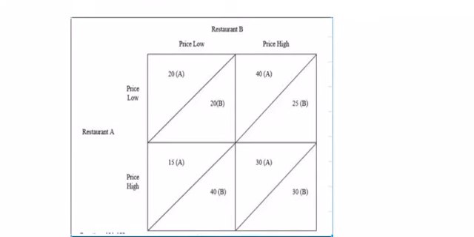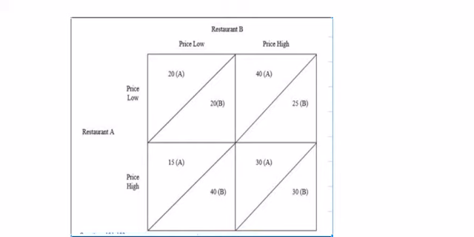So we are going to illustrate an example of Nash equilibrium. Suppose there are two restaurants who compete in the market for burgers. Each restaurant must decide whether to charge a high price or a low price. The potential monthly profits for these firms in $1,000 are shown in this payoff matrix.